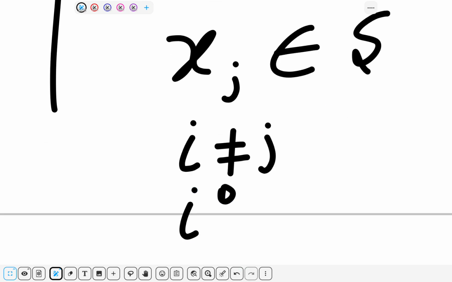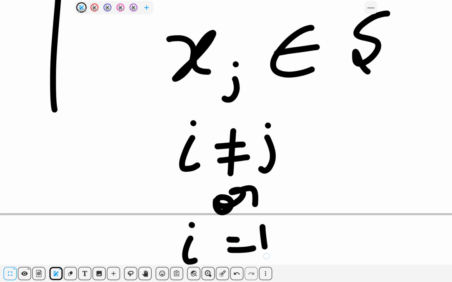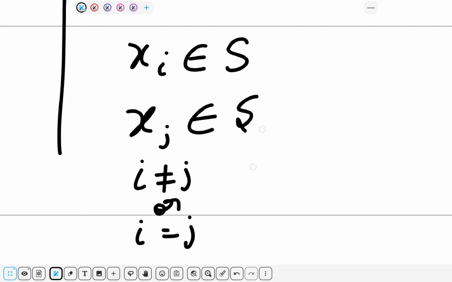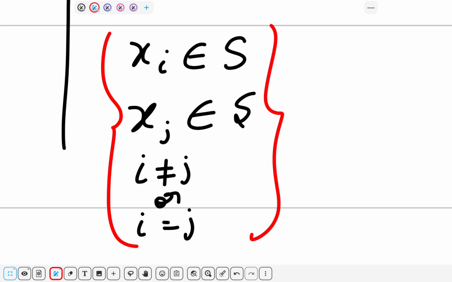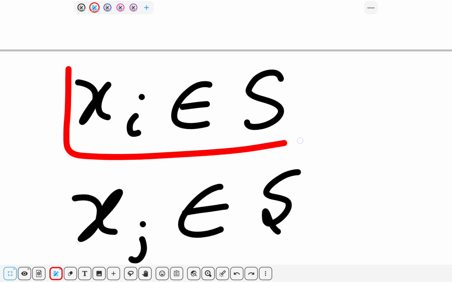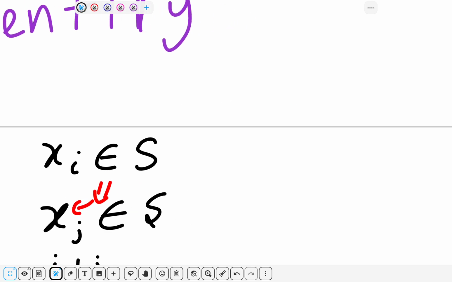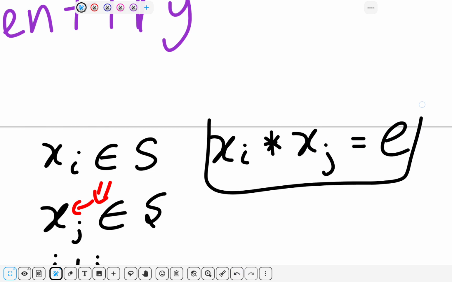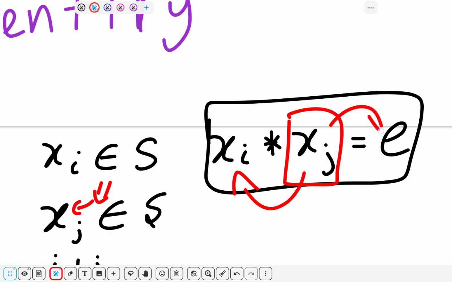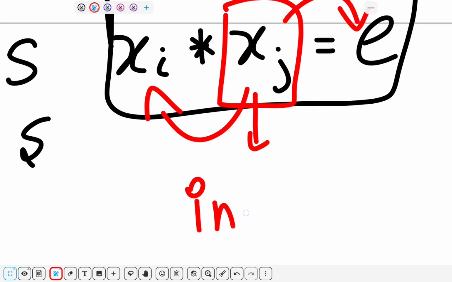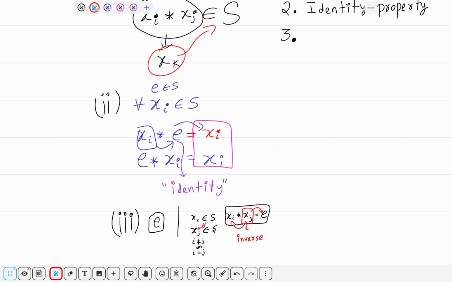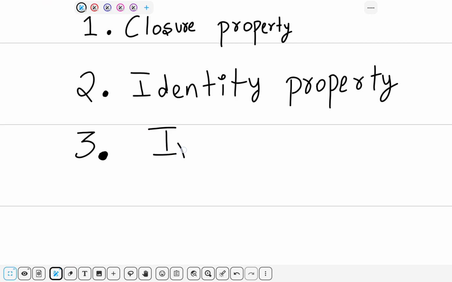Both cases are possible. So basically, if I take any element from the set, I can always guarantee that there is some other element such that if I operate it with my old element, I will get identity back. And this new thing, which I can always guarantee must exist for all elements to give me identity, is called inverse. So let me represent the third property as the inverse property.